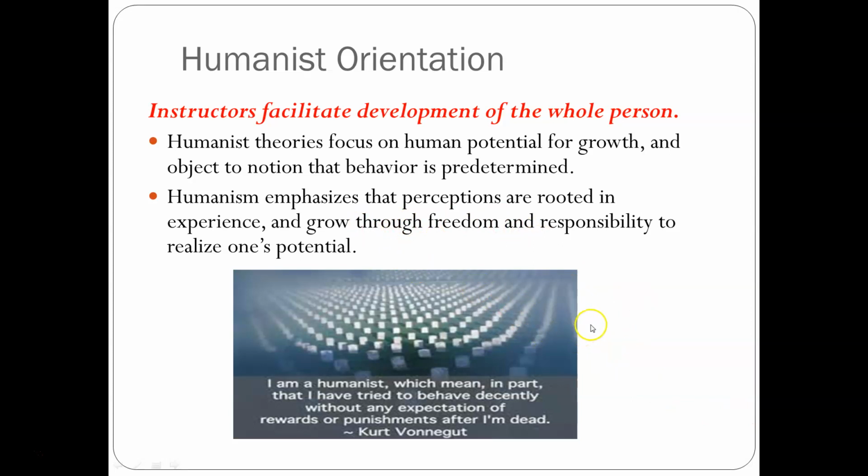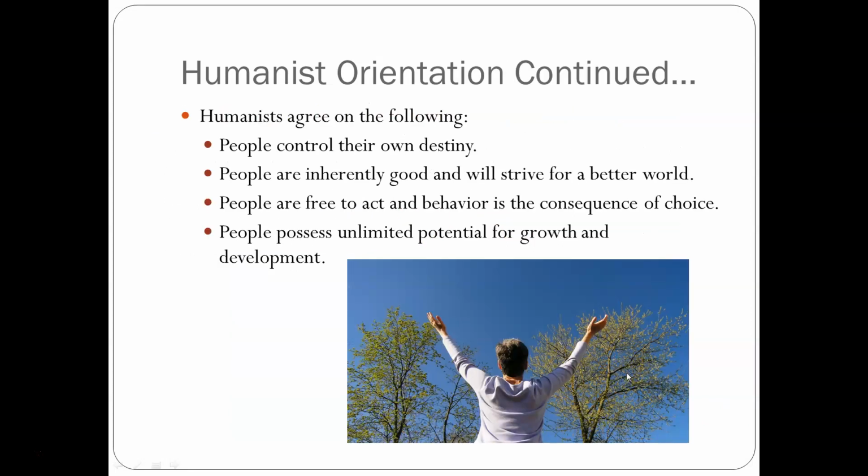Are you a humanist? In a humanist orientation, people control their own destiny. People are inherently good and will strive for a better world. People are free to act. They have agency, and whatever the consequence of the choice is, that is what happens.